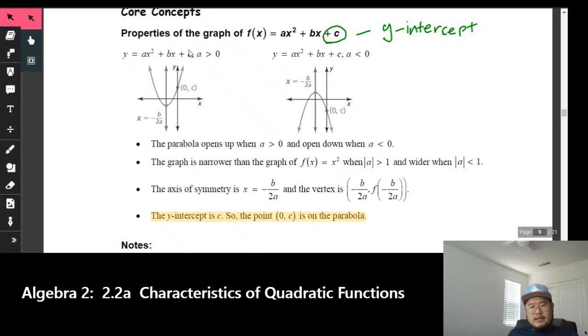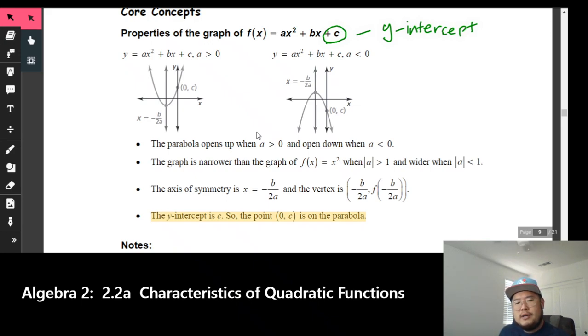They talk about right here, if your a value is greater than 0, okay, what exactly is happening? Your parabola is opening upwards, right? So pretty much it's saying that if a value is greater than 0, or it's positive, okay, then the parabola opens up. If the a value is a negative number, then it's going to be going downwards.